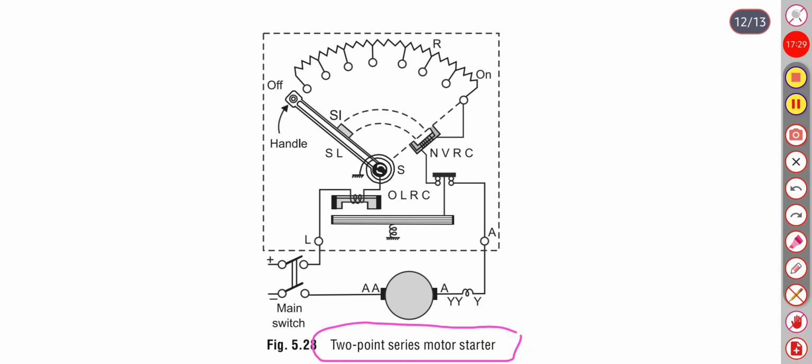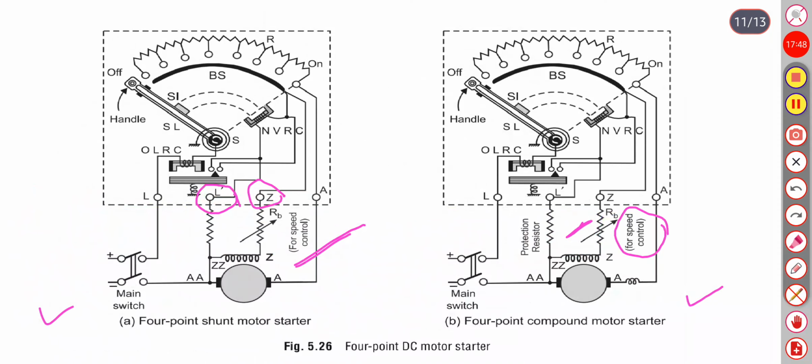In a series motor there is only one winding connected in series with the armature, so we have only 2 points, A and L, here. In compound wound motors there are 2 fields, one series and one shunt. Here the series winding is shown in this, which is connected to A, and this is the shunt winding.